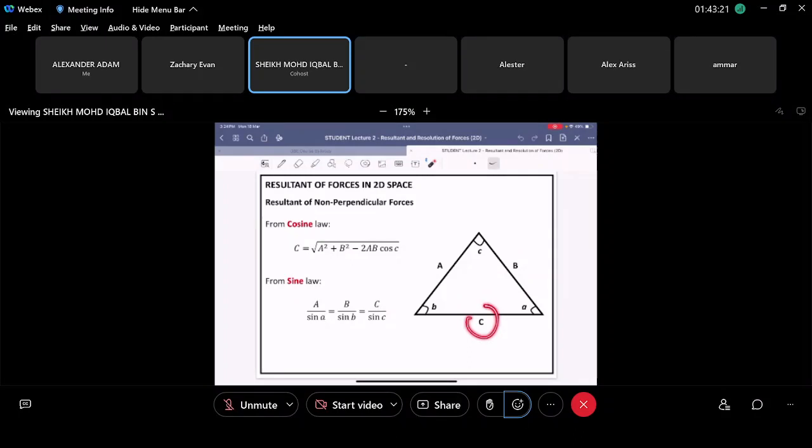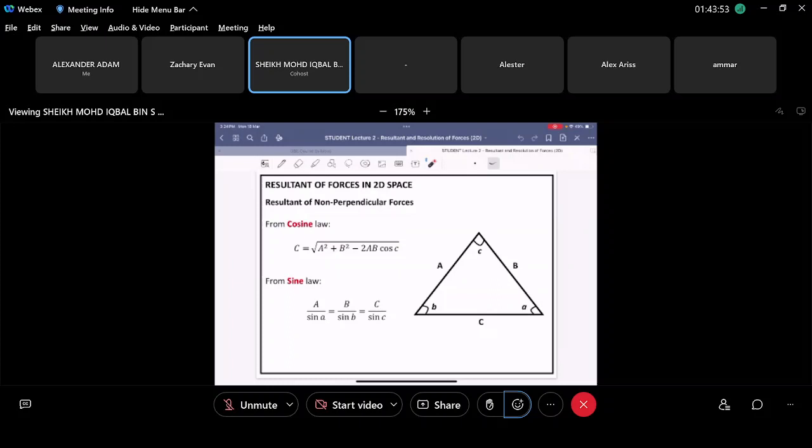If you want to find C, the angle will be this one, right? So this one can be interchangeable depending on what magnitude you have at that particular time. And then you have the sine rule, sine law. It's the same thing: A divided by sine alpha equals B divided by sine beta, and then C divided by sine C, right? So you can use either one depending on what values you have for that particular problem.